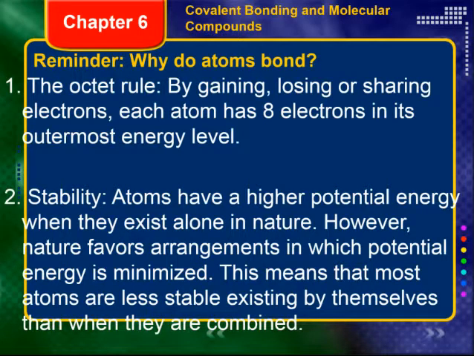Why is that important? Because it results in stability. Atoms have a higher potential energy when they exist alone in nature. Hydrogen has a higher potential energy when it's by itself compared to when it's bonded to another hydrogen. Remember, nature favors arrangements in which potential energy is minimized. This means that most atoms are actually less stable existing by themselves, compared to when they are combined in some sort of bonding.